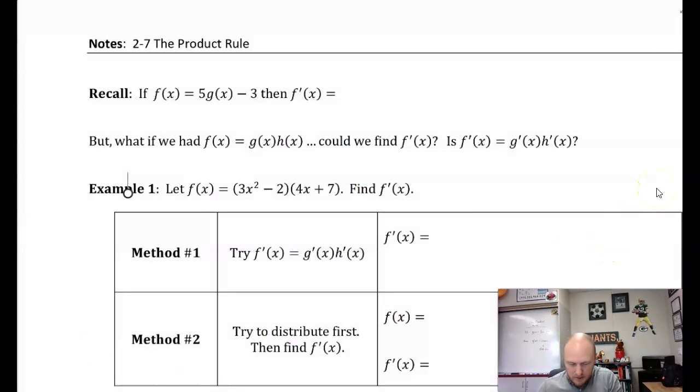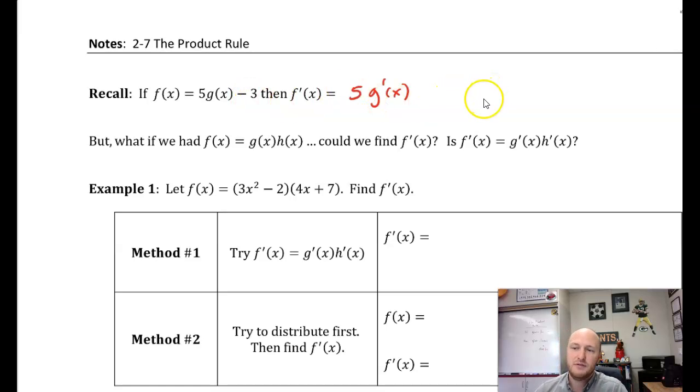Alright, so right away recall if f of x is equal to 5 times g of x minus 3, then f prime of x is equal to 5 times g prime of x. And that is just the constant or the scalar multiple rule of a derivative, right? The multiplier just stays and we take the derivative of the function. Now the derivative of negative 3 is 0, so that falls off.